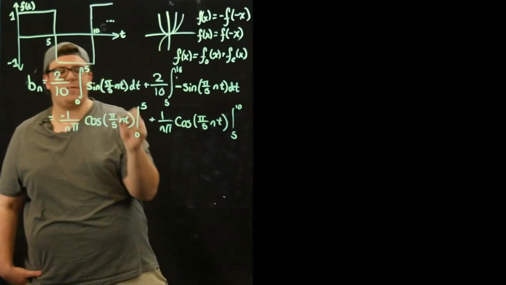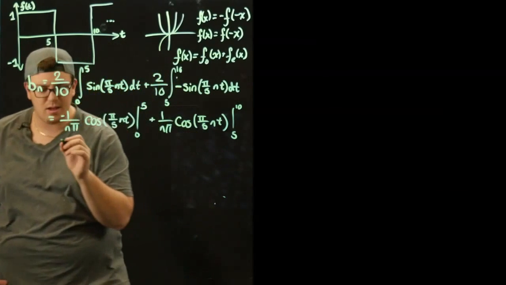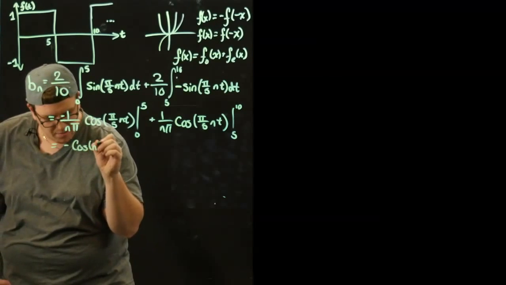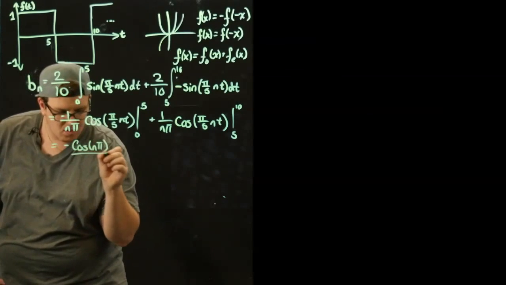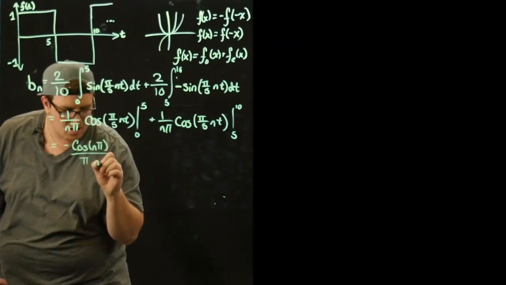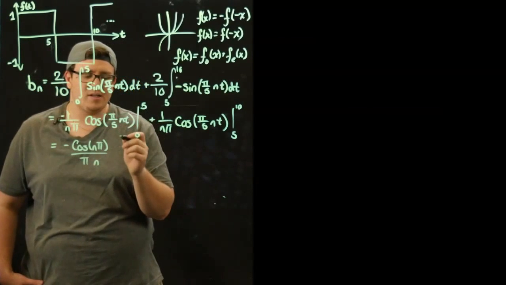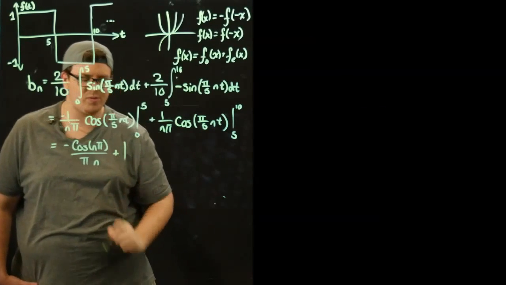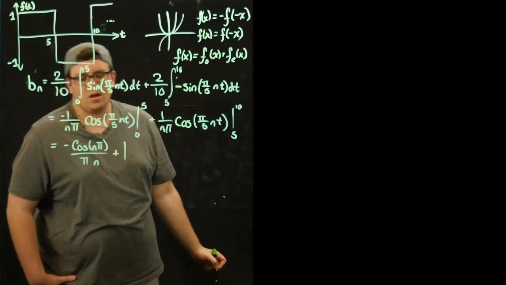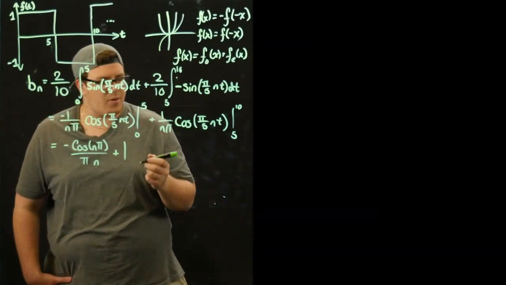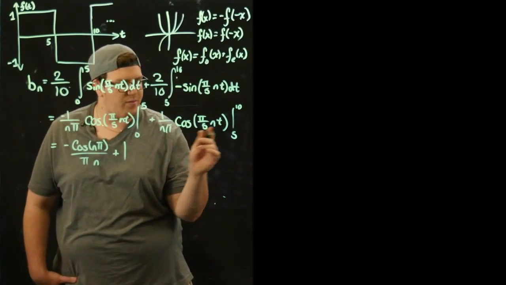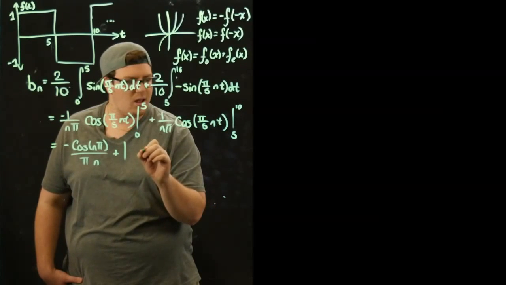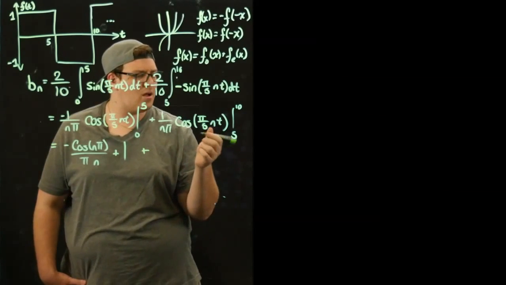So if we plug in 5 here, we get cosine n pi. So we're ending up with negative cosine n pi over n pi. And if we plug in 0, we end up with 1. So we're going to subtract off a negative 1, which means we get plus 1. And then over here, if we plug in 10, we get a 1 again. So we're going to get plus 1.